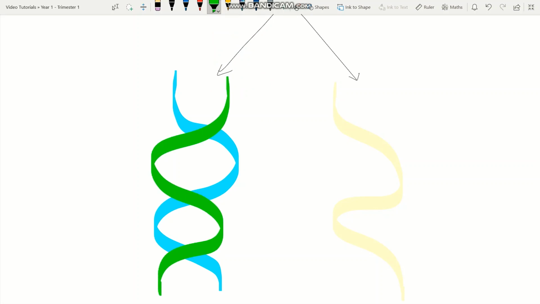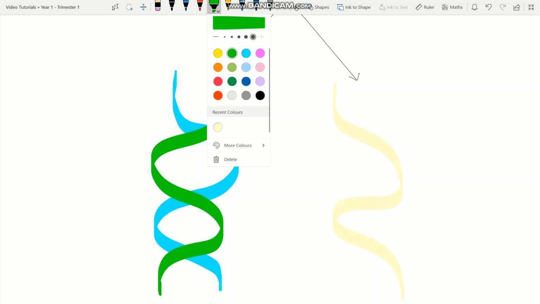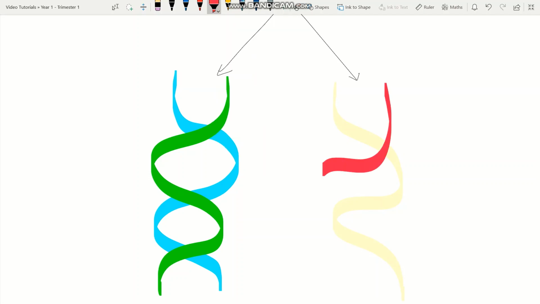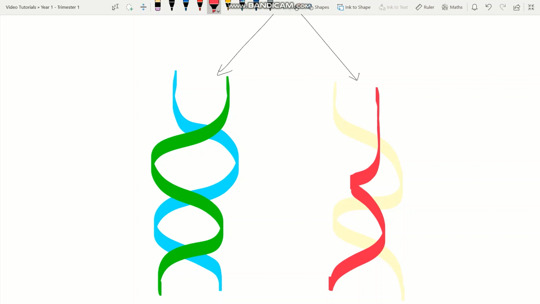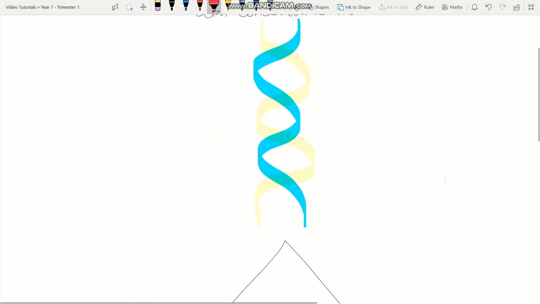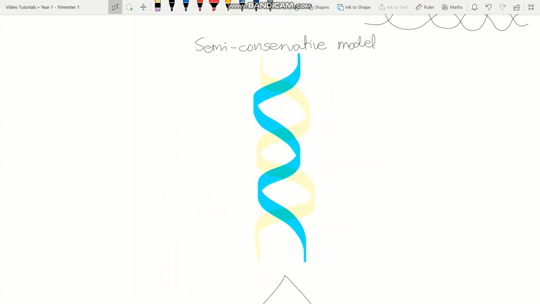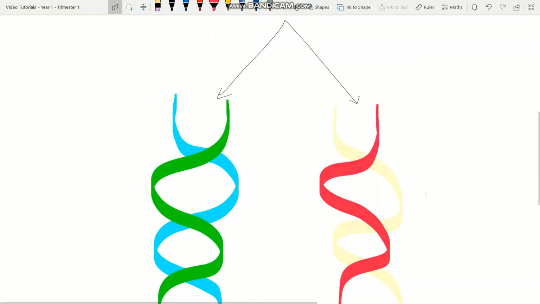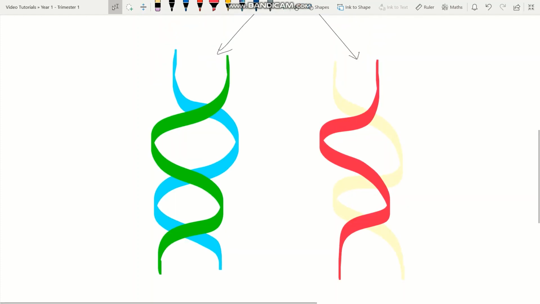So the strand denoted in green on the left daughter DNA strand, and the one denoted in crimson on the right, are actually the new strands that exist, whilst as you saw in the parent strand, the blue and the very light yellow color are also present within the daughter strands.